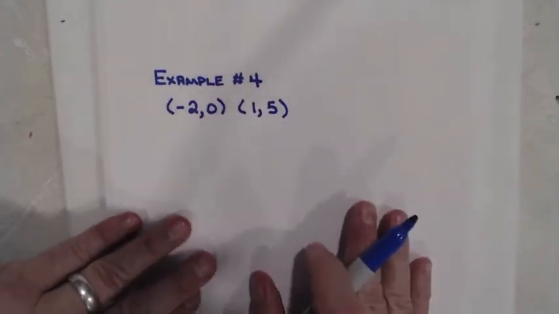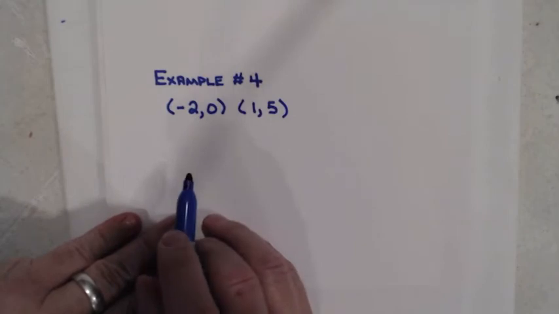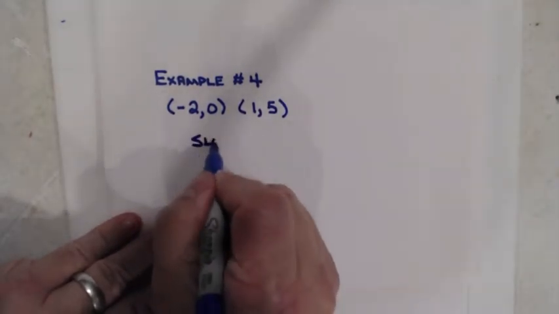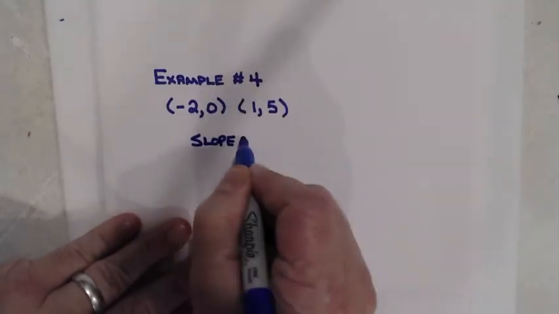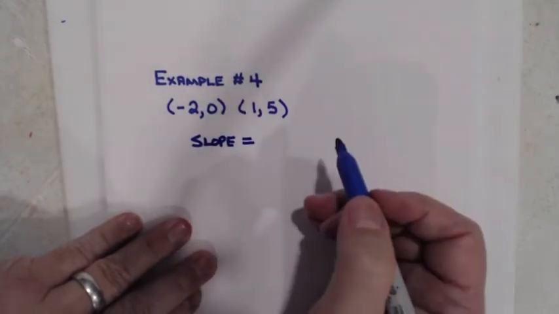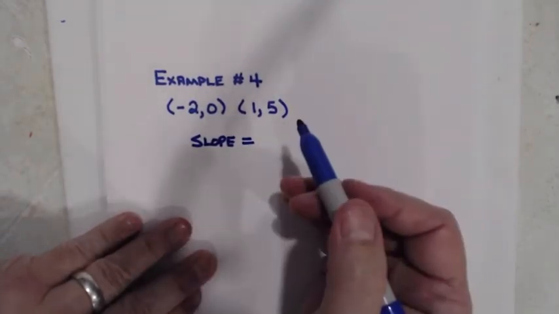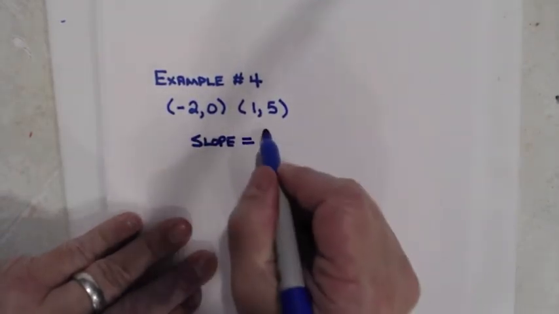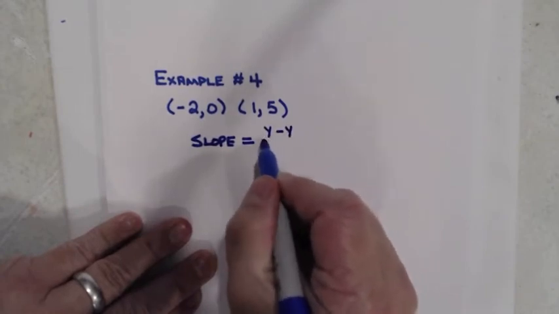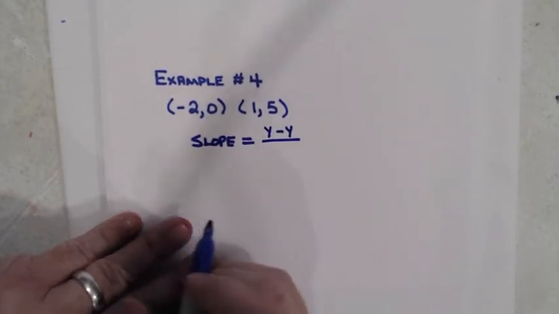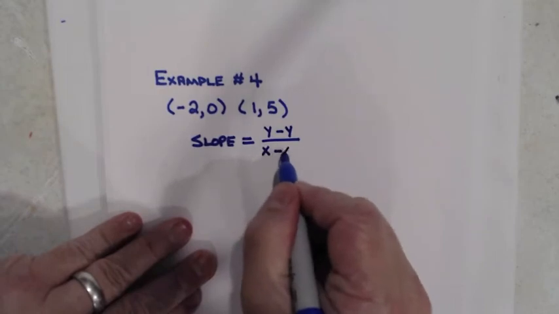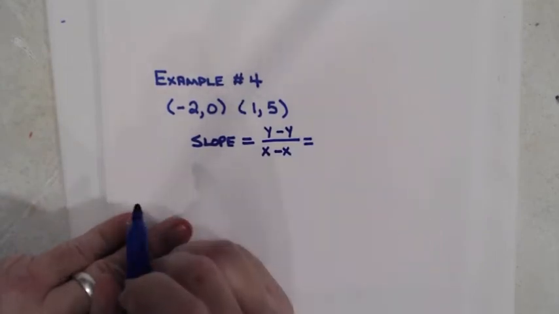I need to find the slope that goes through these 2 points. Again, if you write it this way over and over and over again, pretty soon you just memorize the formula and you won't have to think about what to do when they give you 2 points. You take your y's, subtract them, put it in the top of the fraction. Take your x's, subtract them, put it in the bottom of the fraction.